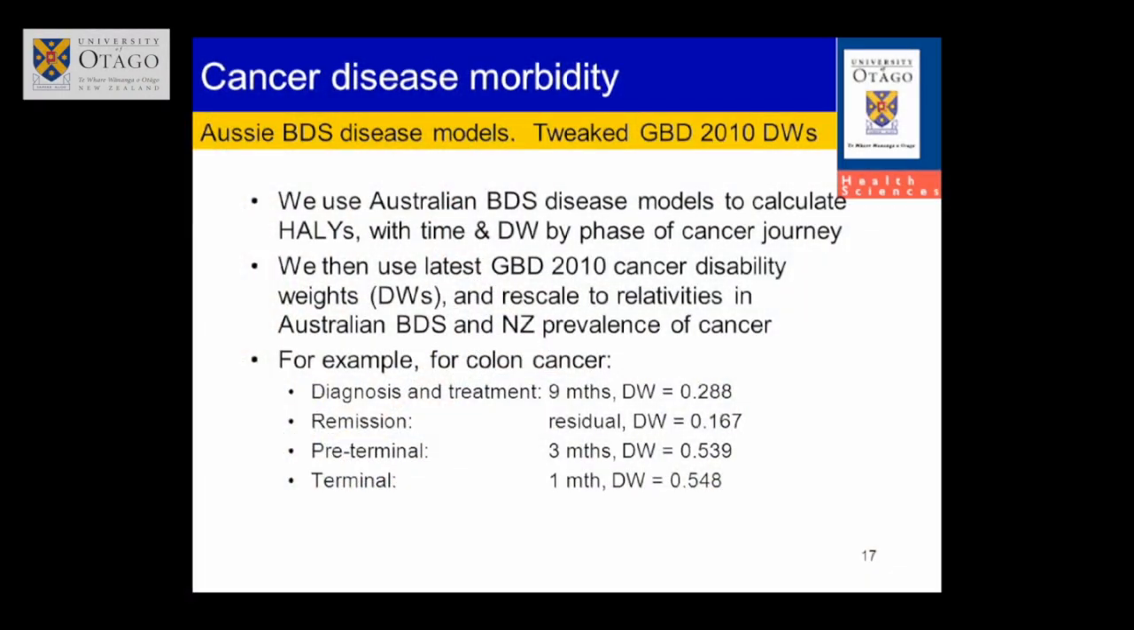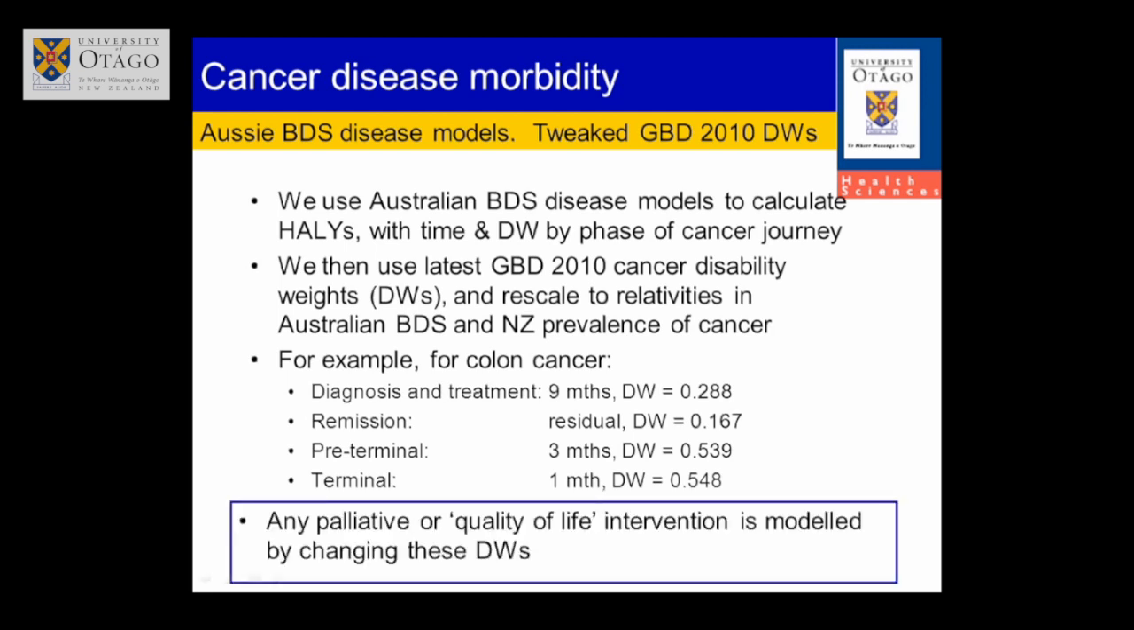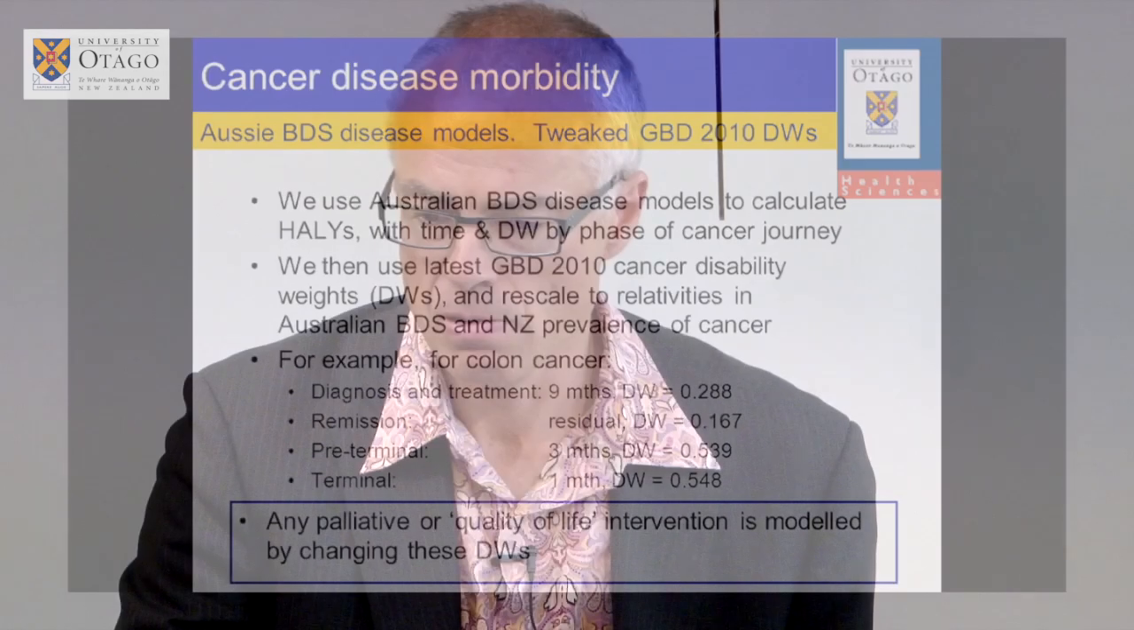We also have cancer disease morbidity. I won't go through the details here other than to say that we took Australian disease models, the just published December 2012 new global burden of disease disability rates, combined them, calibrated them to New Zealand prevalence, and there are the disability weights if you're in diagnosis and treatment, remission, pre-terminal and terminal stages of colon cancer in New Zealand. So you've lost over half your quality of life in that last month of life if you're dying from colon cancer, and they're how we ascribe the morbidity or the quality of life part to our analysis. And any palliative, or in our case, anxiety reducing intervention is going to affect by changing that disability weight.